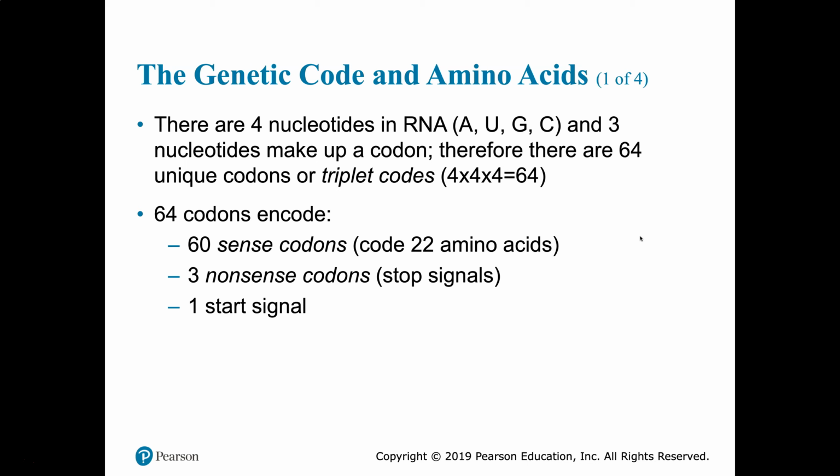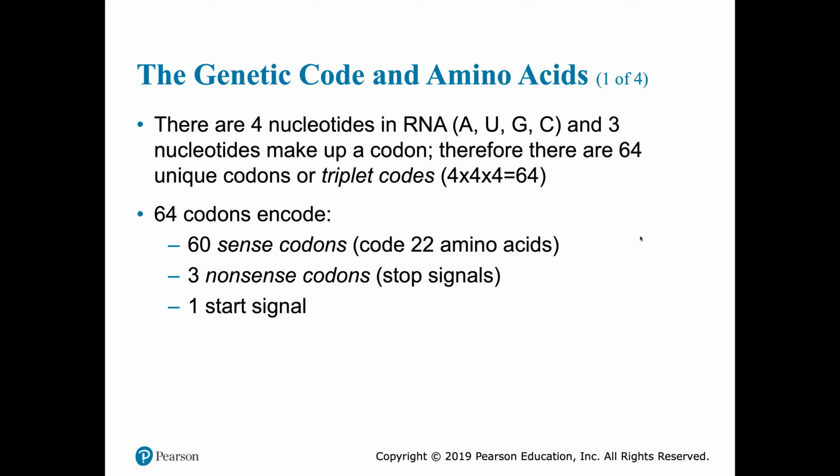Now, there are 64 codons, and we have 20 or 22 amino acids. There are 3 nonsense codons, which we call stop codons, and 1 start codon. So there's 60 that are actually going to code for amino acids. There's 3 of them that act as stop signals, and then there's 1 of them that acts as a start signal.